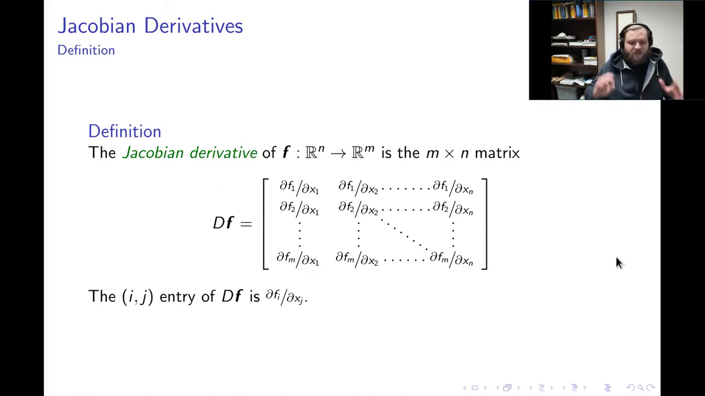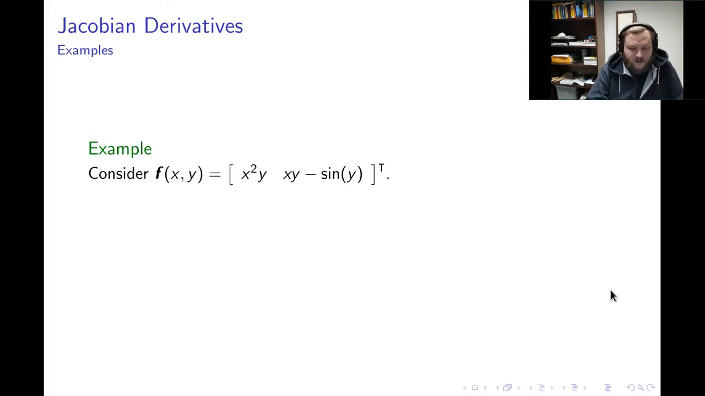But the important thing here is that for a function f from Rn to Rm, the Jacobian derivative is an m by n matrix whose ij entry is the partial derivative of the ith coordinate function with respect to the jth input variable. So when we take a derivative of a function from Rn to Rm, what we're doing is constructing an m by n matrix. So here's our first example.